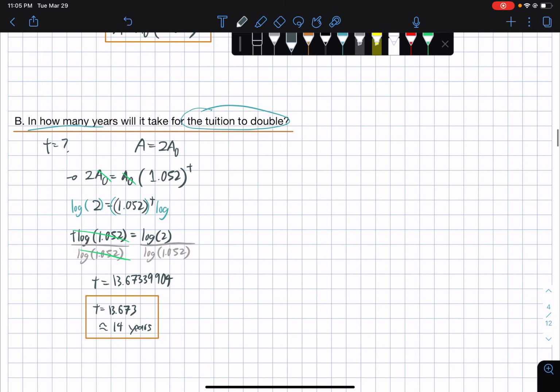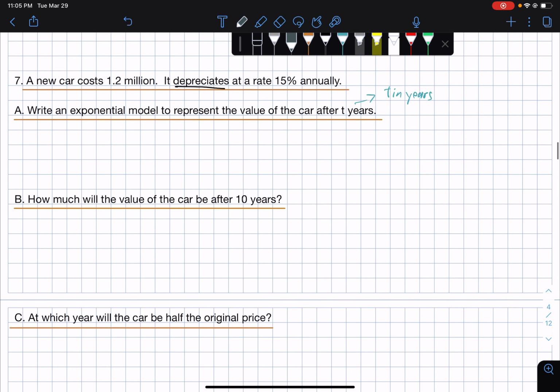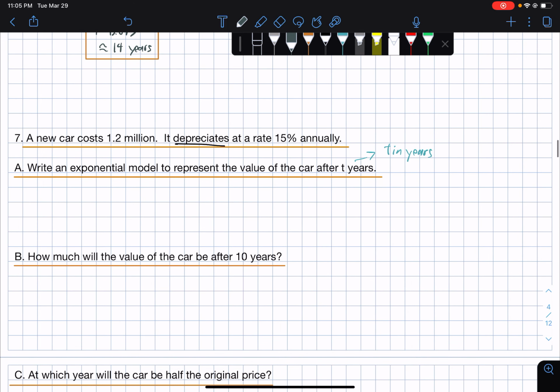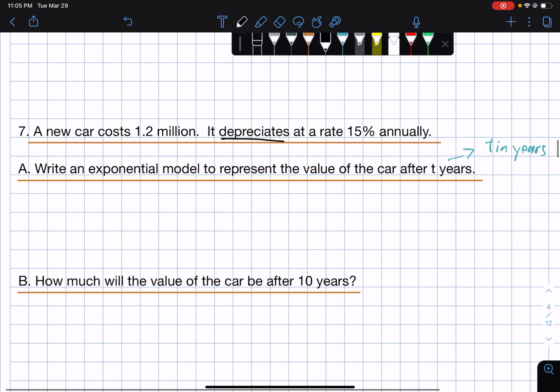Let's move on to number 7. A new car costs 1.2 million. There is no specific currency. It depreciates at a rate of 15% annually. So there you have it. Depreciation. It's pretty obvious already. So the formula is A is equal to AO times the quantity 1 minus r raised to t. The rate is 0.15 in decimal form.